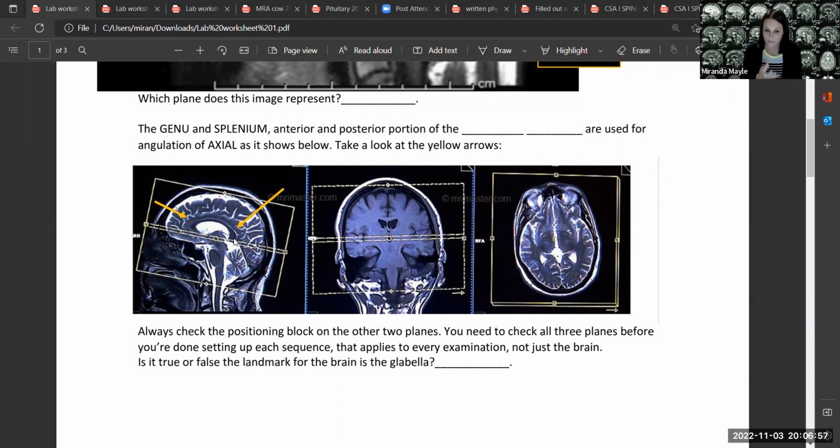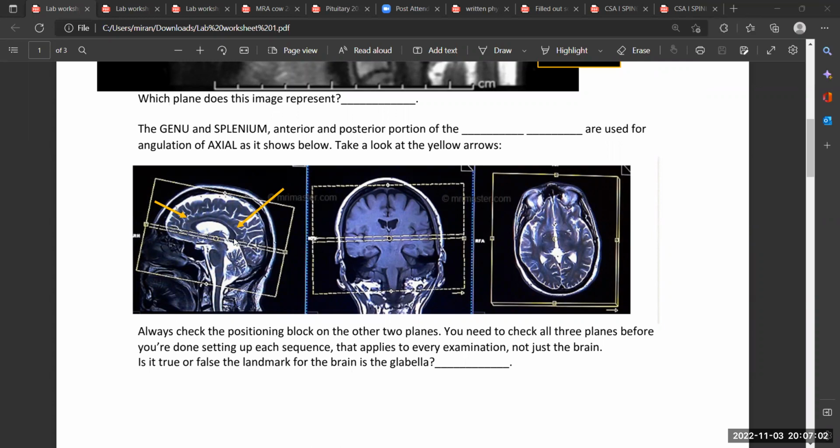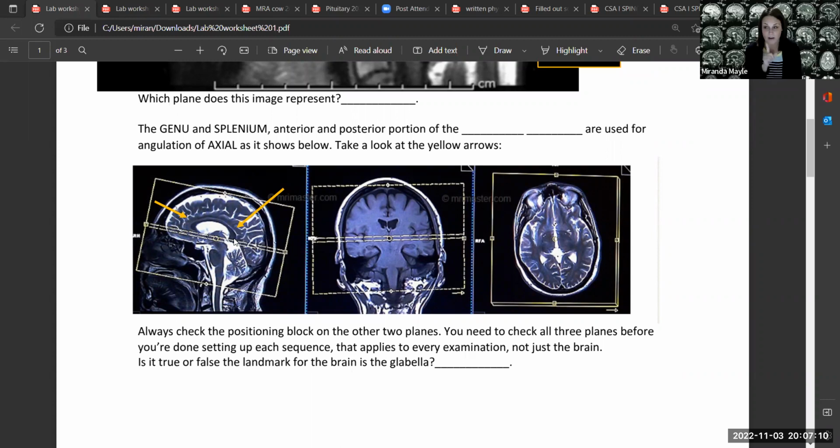Slice coverage. Who remembers the slice coverage for an axial brain? Oh, from genu to splenium. No, that's our slice angulation. We're angling parallel with the genu and splenium, but what is our slice coverage? We need to cover from where to where?